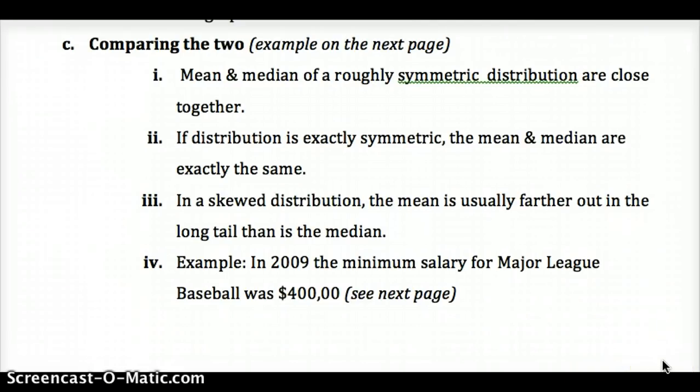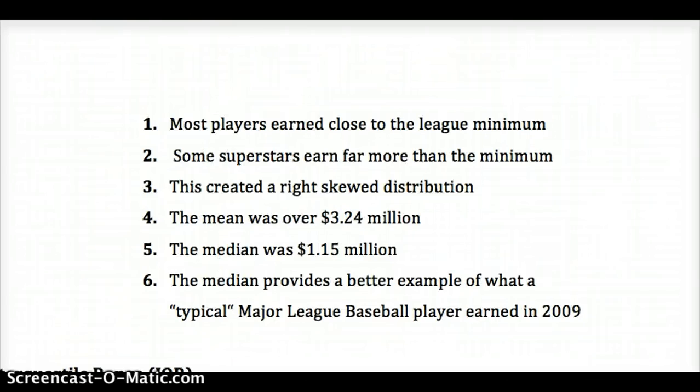So as you just saw, the mean and the median of a roughly symmetric distribution are close together, if not the same, if it's symmetric. In a skewed distribution, the mean gets pulled out. So let's look at an example. In 2009, Major League Baseball had a minimum salary of $400,000. So what that means is most players earn very close to the league minimum, if not the league minimum. If you're a superstar, you get that big contract locked down. So this creates a right skewed distribution because Alex Rodriguez pulled down a big contract.